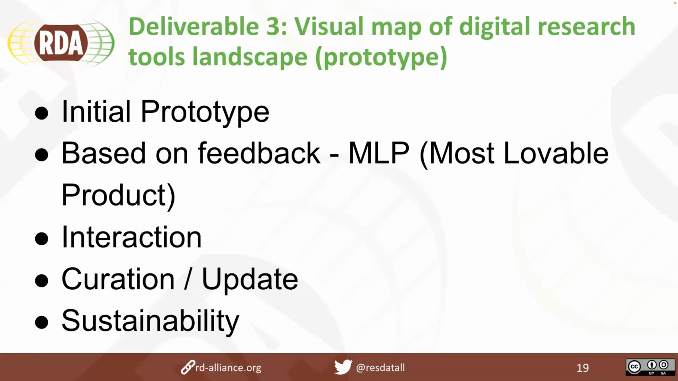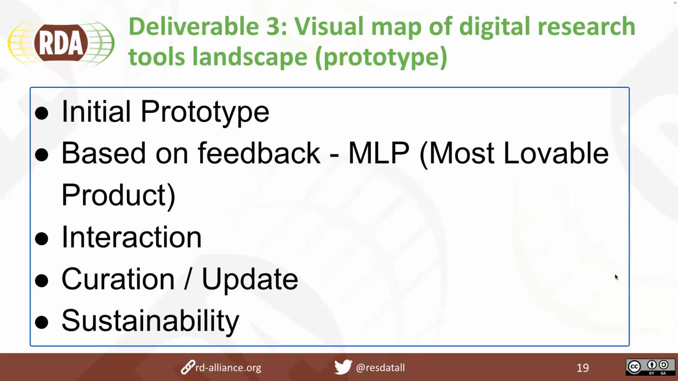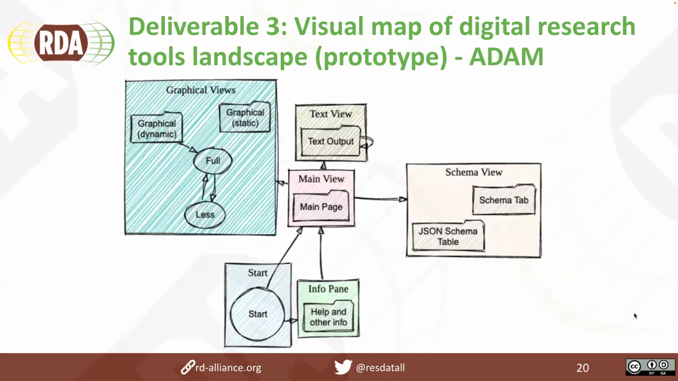That means that instead of building an MVP, I want to try and build an MLP, the minimum lovable product. It has key concepts around interaction, ensuring it has curation, update and sustainability built in. So if we go on to the next thing, this is a general idea of the main affordances built into it.